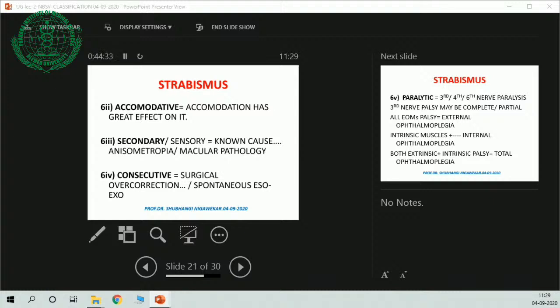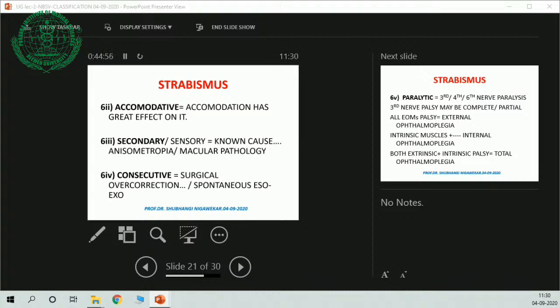Now coming to the secondary. Secondary means we know the cause. Usually it is also called the sensory tropia. Naturally, sensory means some stimulus is deprived, that is, vision is less in one eye than the other, and that is called anisometropia. You might have finished all this terminology in the refractive error classes.